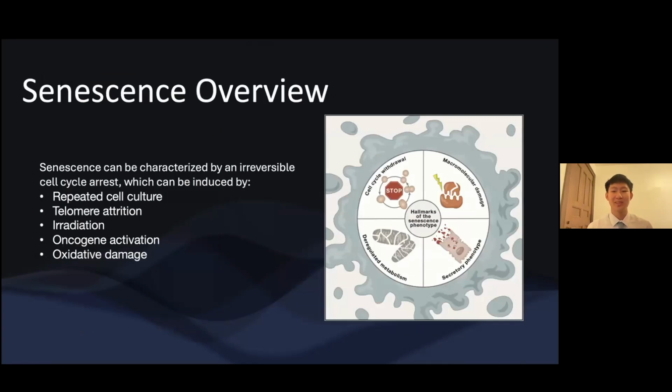So, an overview of senescence is that it can be characterized by an irreversible cell cycle arrest, which can be caused by a series of epigenetic factors such as radiation, UV ray exposure, and oxidative damage. But it can also be caused by a variety of normal, healthy bodily functions, such as aging, in which telomeres can shorten over time, which will at some point turn a cell senescent.